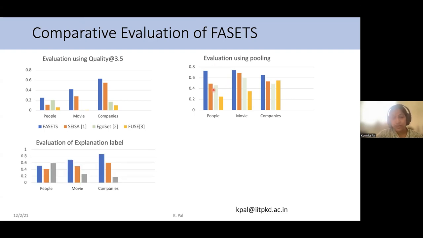We also have an evaluation for the explanation label. Here you can see slight underperformance of FACETS for this particular domain, and this is because most of the time people wanted to give a more general label, like they prefer physicists rather than, say, German physicists. So that is the reason. Otherwise, for easier or less diverse datasets, we definitely outperform.